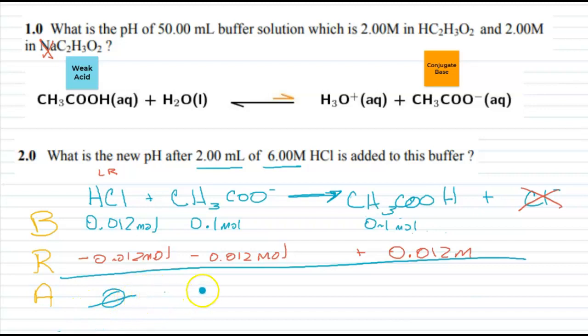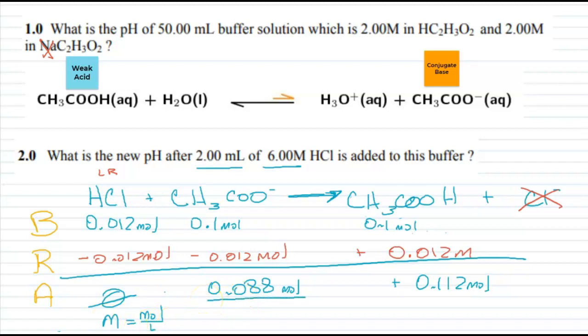Okay, I have 0.1 minus 0.012 is 0.088 moles of the acetate ion left, and I have now formed 0.112 moles of my acid. And I'm going to need to go forward and put this back into Henderson-Hasselbalch. Okay, but to do that, I need concentrations. These are moles, so to get to concentration, again, remember the molar equation, molarity is moles over liters.